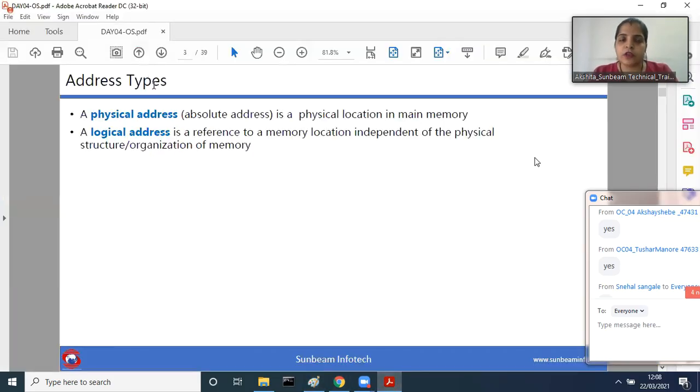As far as your operating system is concerned, we have two categories also. The first is a physical address and the second is a logical address. When I talk about physical address, it is basically the exact memory location which is given to any page or any process. A logical address is a reference to the memory location independent of the physical structure or organization of the main memory.